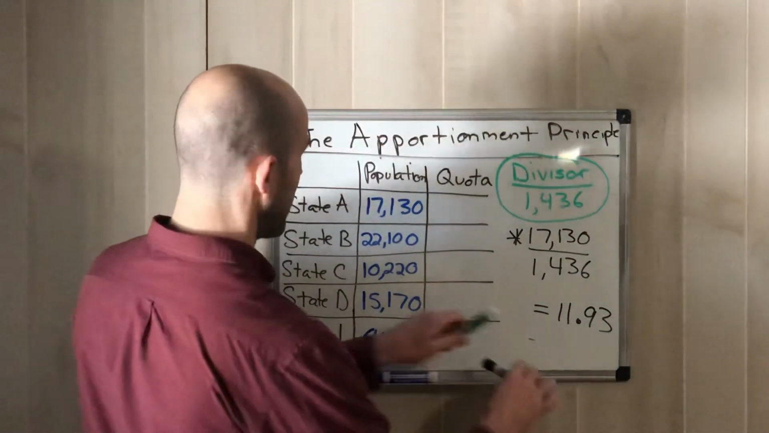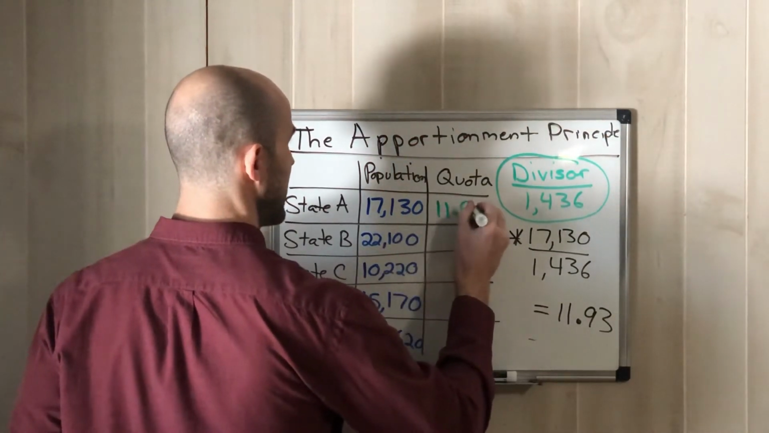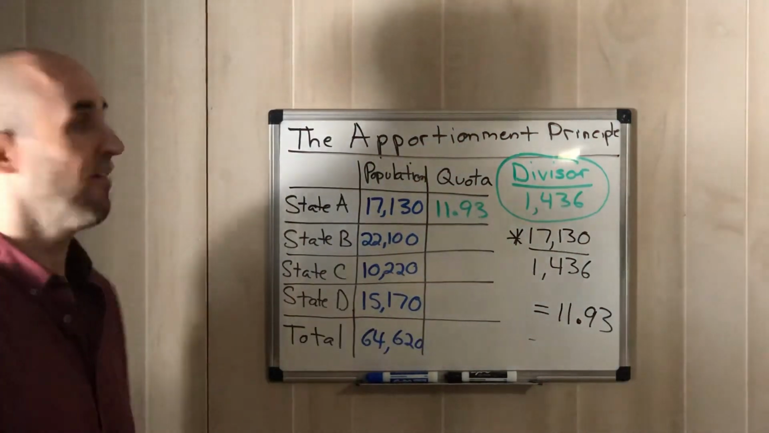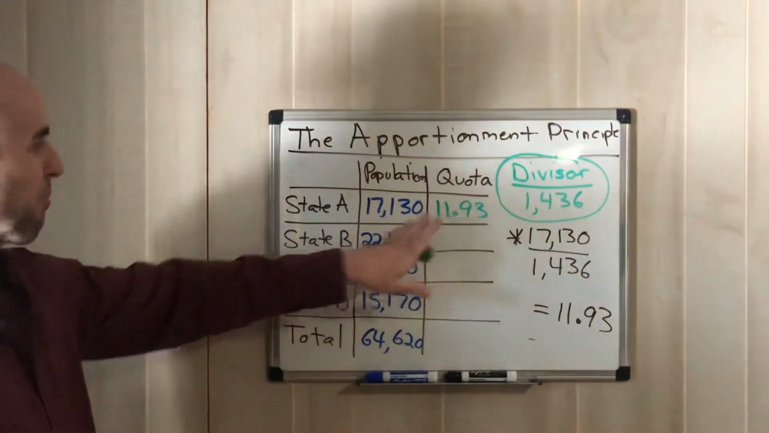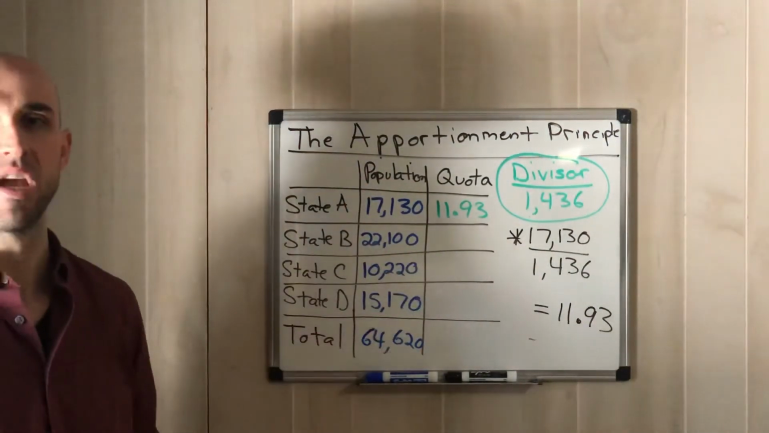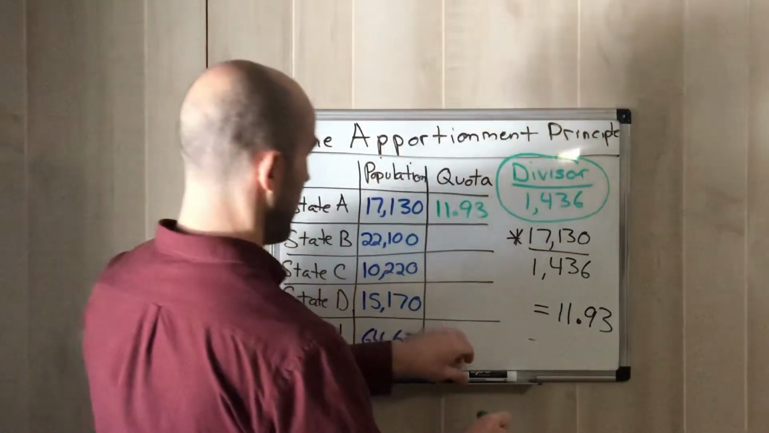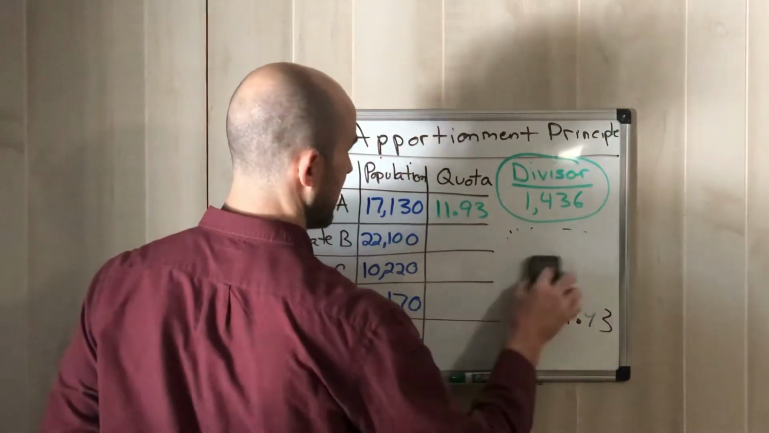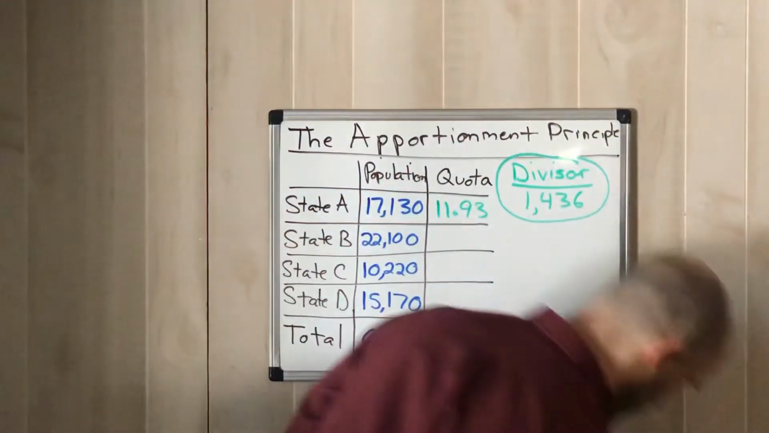Our first quota right there is 11.93. And that is a rough estimate of approximately how many representatives that state's going to have. So they're going to have approximately 11.93, which isn't exact yet. That's what we're going to do next class, right? So that was state A. Now we're going to calculate the quota for state B.